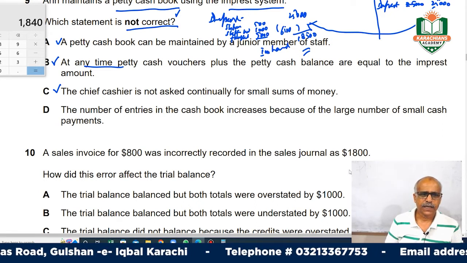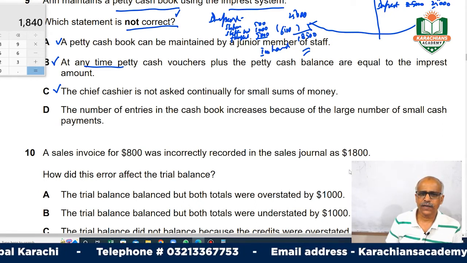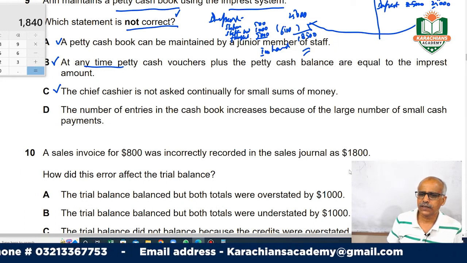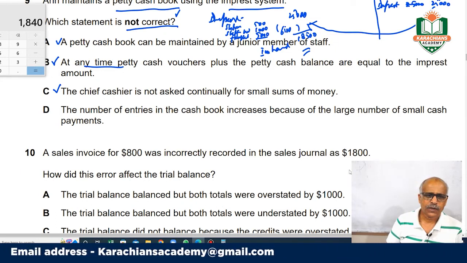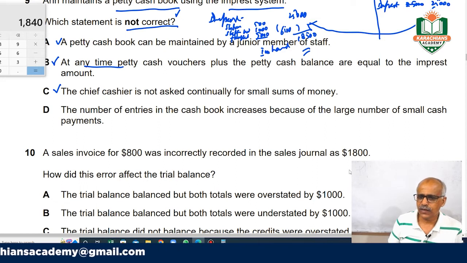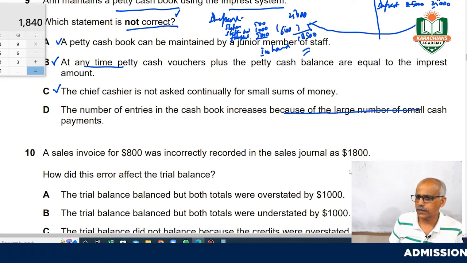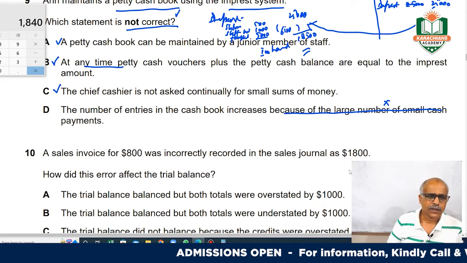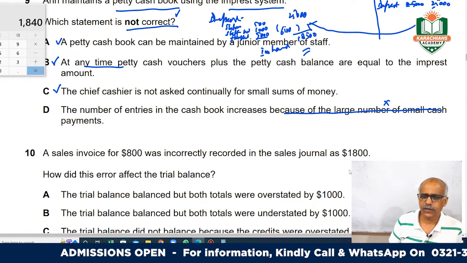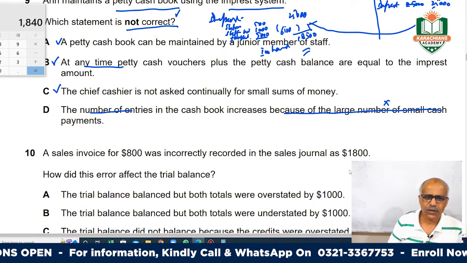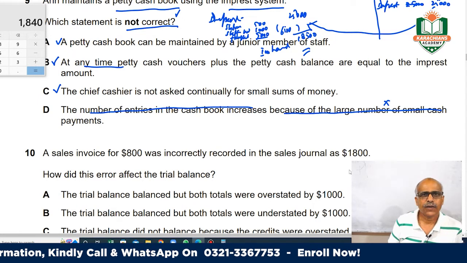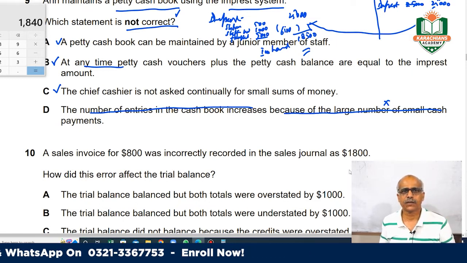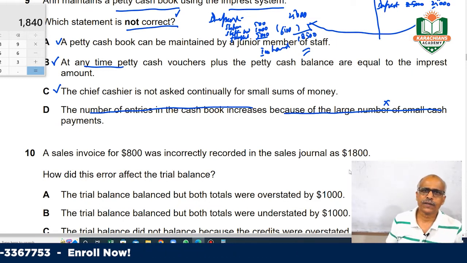So he is saying that the number of entries in the cash book increases because of the large number of transactions. But these large number of transactions are not recorded in the cash book. This is incorrect. The number of entries in the cash book does not increase, because we do not record it. When we do not record the petty expenses in the cash book, how will the number of entries increase? So this is the incorrect one.